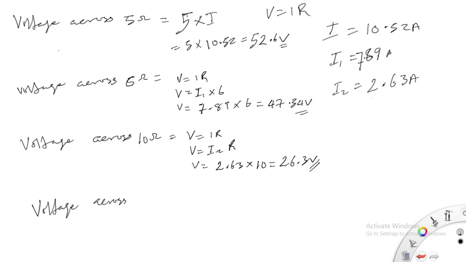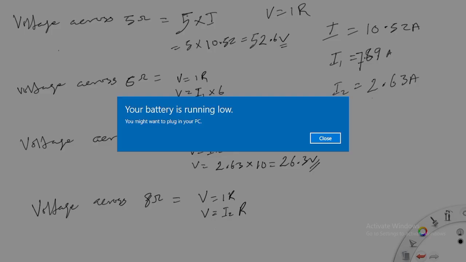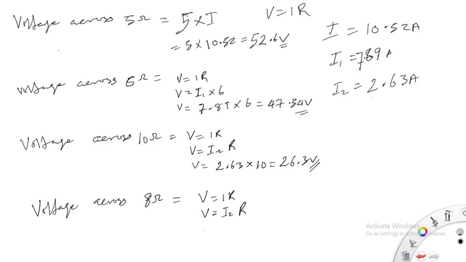The last but not the least, we have voltage across 8 ohms, V equals IR. I2 is still flowing across the 8. Sorry for that. V is equal to 8 times 2.63. V is equal to 21.04 volts. Alright, that's that for today.